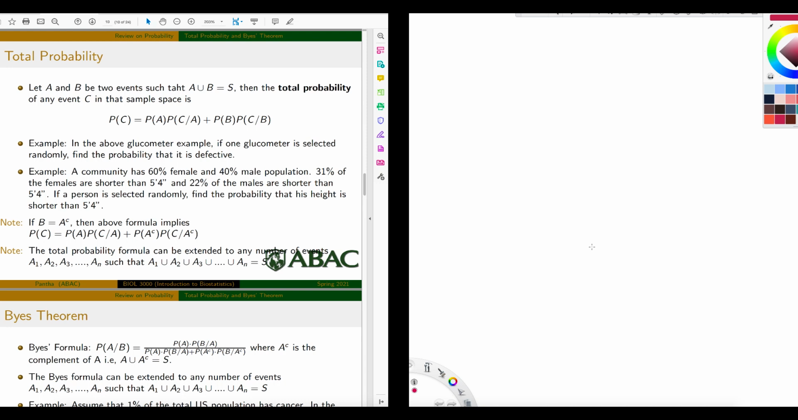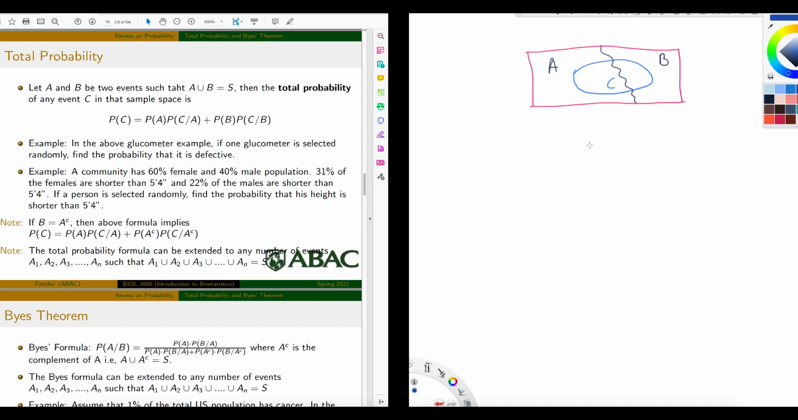Let us take an example. Suppose this is the sample space, the one that has all the outcomes. And suppose that the sample space has two events. Let's say this is A and this is B. And then let us suppose that there is an event C that is crossing both A and B. This is event C.